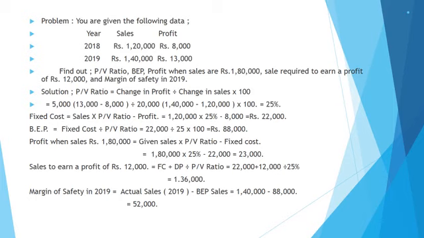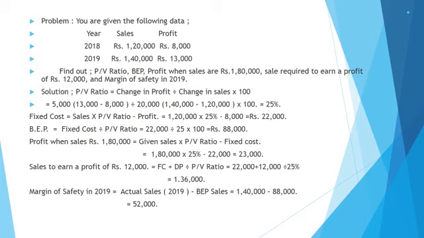Year 2018, sales rupees 1,20,000, profit rupees 8,000. Year 2019, sales rupees 1,40,000, profit rupees 30,000. Find out PV ratio, BEP, profit when sales are rupees 1,80,000, sales required to earn a profit of rupees 12,000, and margin of safety in 2019.